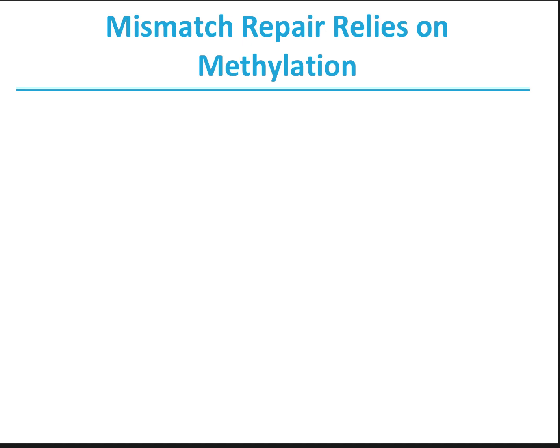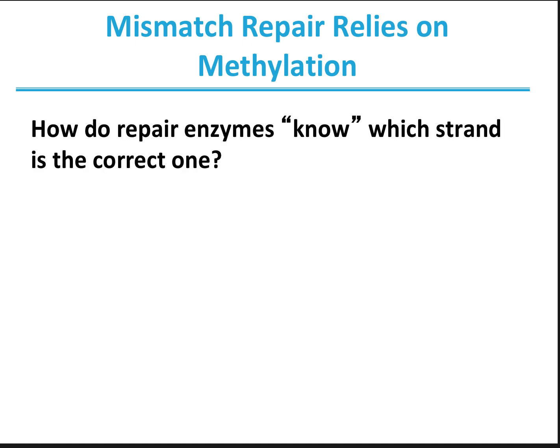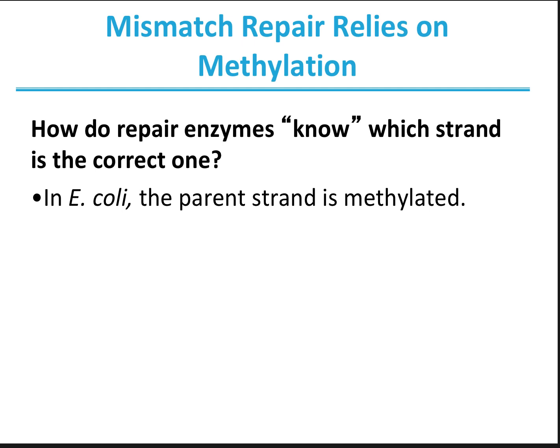So mismatch repair relies on methylation. Once an incorrect base or nucleotide has been incorporated into the DNA, the cell needs to then be able to identify which is the correct sequence and which is the incorrect one. And the way it does this is through methylation.